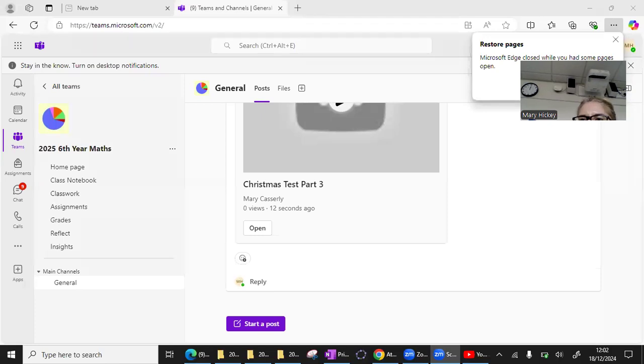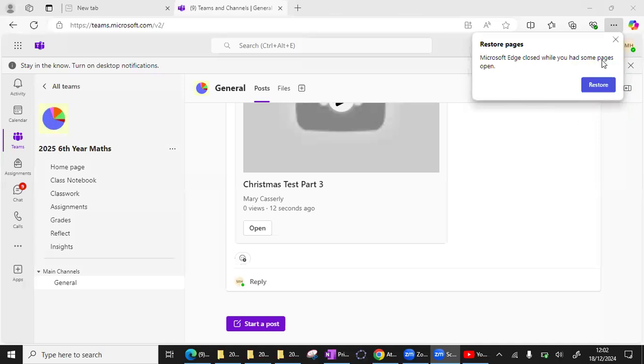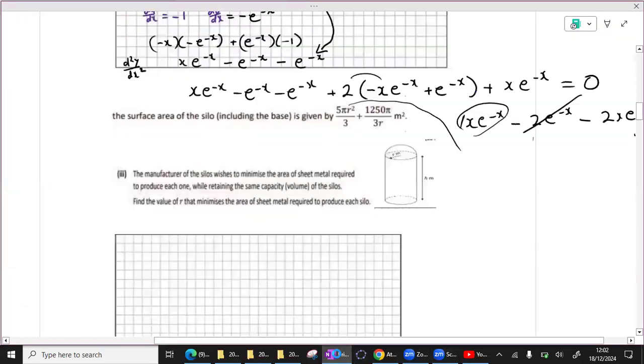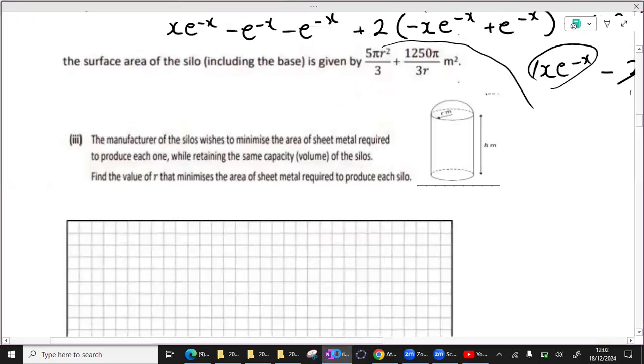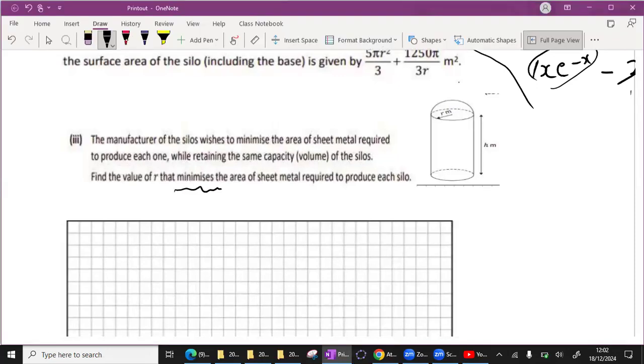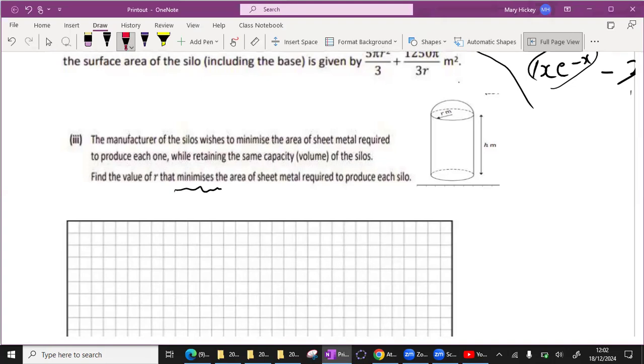Now, sorry, I'm just fixing this up. Now, any mention of max or min in a calculus question means that dy/dx equals zero. I know it does talk about retaining the volume and all that, so some of you went off on a tangent with the volume, but it says the surface area is given, and then you're asked to minimize the area. So all you had to do was differentiate once and let it equal zero.